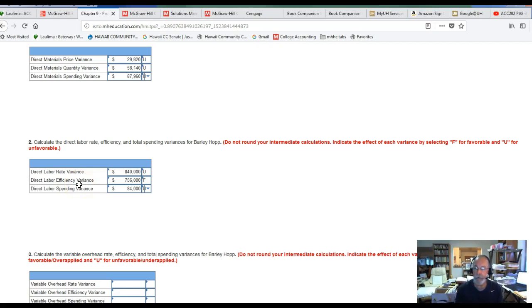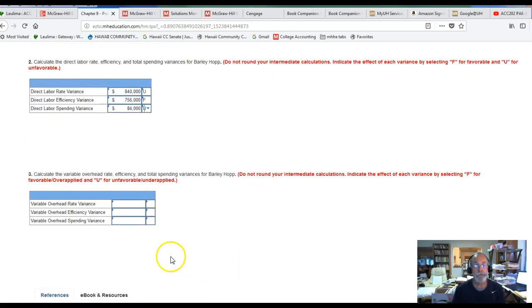If we do these calculations consistently over time, we can see whether our manufacturing processes are improving or not. Okay, anyway, let's get to the last set of calculations, which is our overhead rate, overhead efficiency, and overhead spending. And for that, we go on to the next exhibit in the text on page 388, exhibit 9.8, calculating variable overhead rate and efficiency variances.